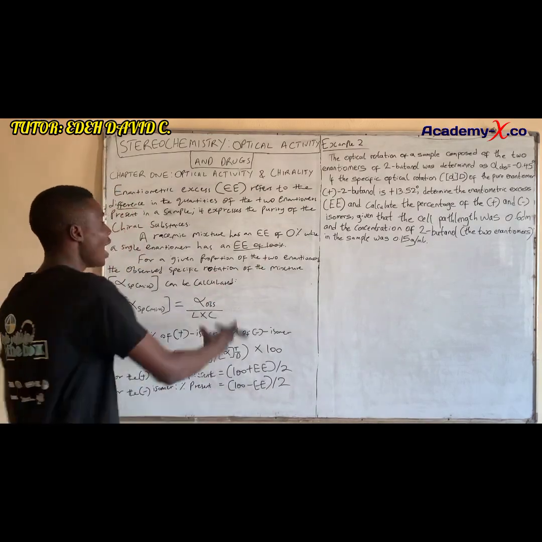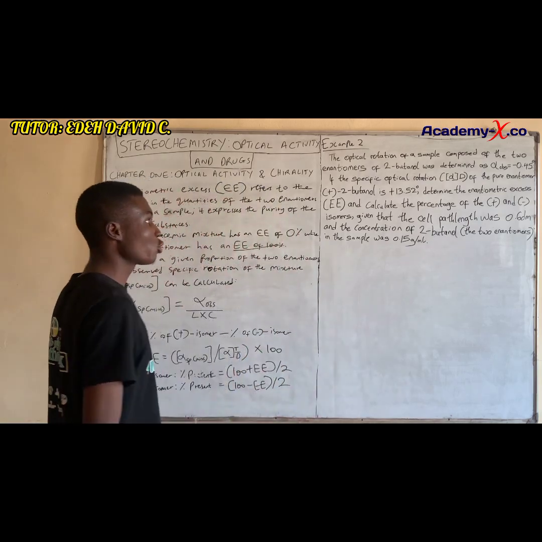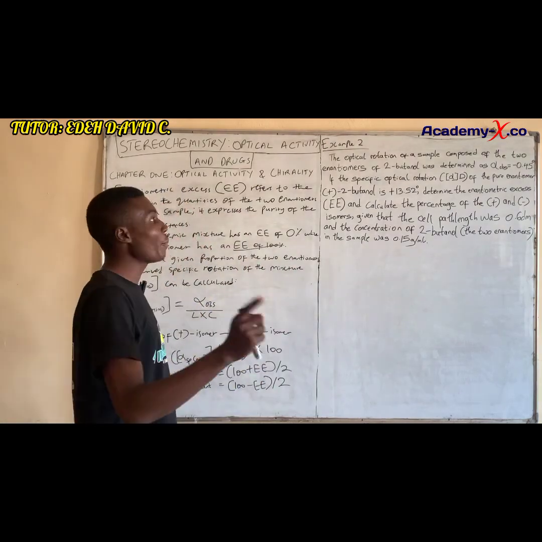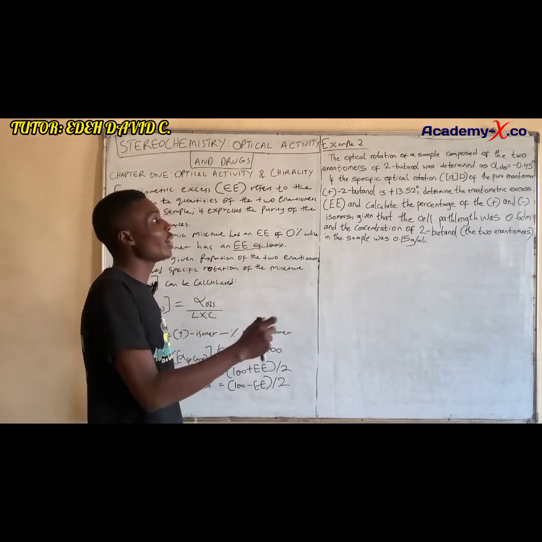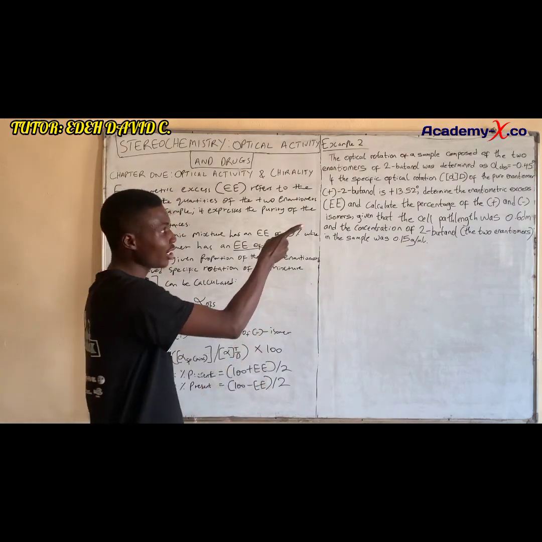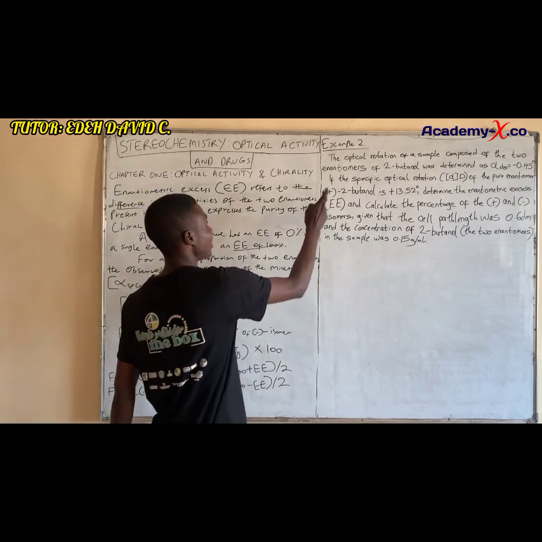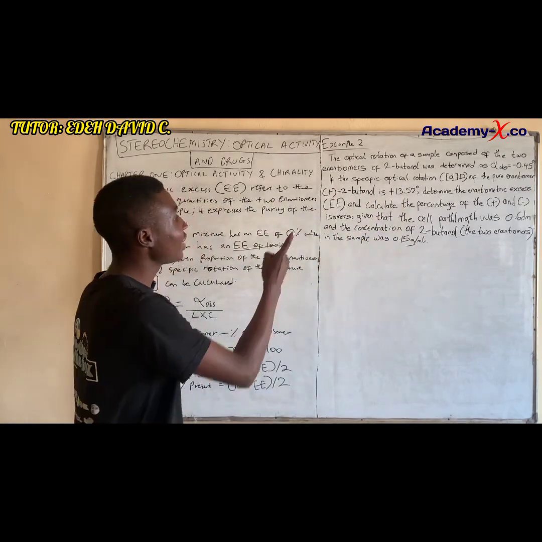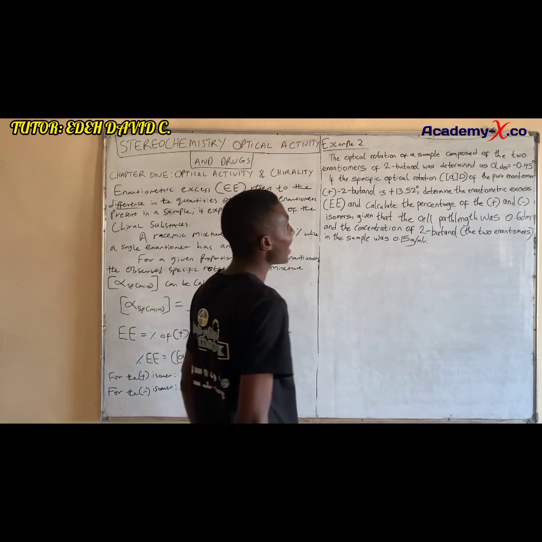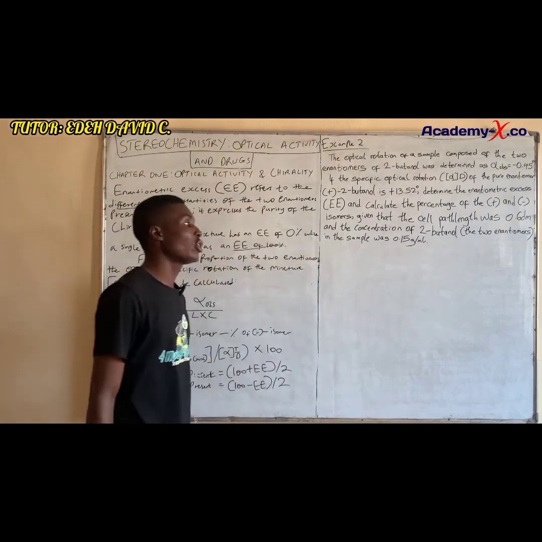So let us look at this particular example and try to apply what we have learned about enantiomeric excess. The optical rotation of a sample composed of the two enantiomers of 2-butanol was determined as alpha obs equal to minus 0.45 degrees. Now, minus 0.45 degrees as the observed rotation tells you that even if you have the two enantiomers there, the one that's outstanding is the negative one, the levorotatory, because the observed rotation is minus 0.45 degrees. If the specific optical rotation of the pure enantiomer, which is the dextrorotatory one, is 13.52 degrees, determine the enantiomeric excess and calculate the percentage of the positive and negative isomers, given that the cell path length was 0.6 dm and the concentration of the 2-butanol for the two enantiomers in the sample was 0.15 gram per mL.